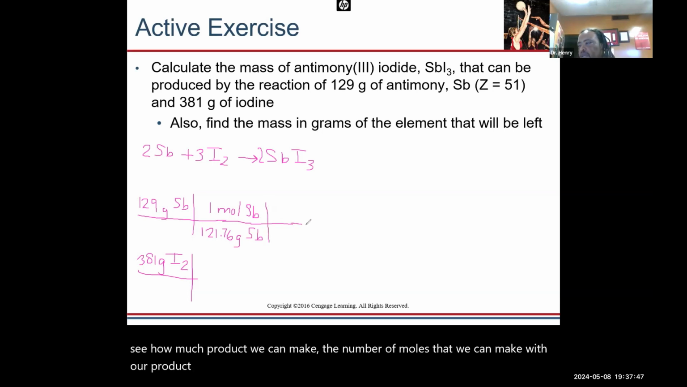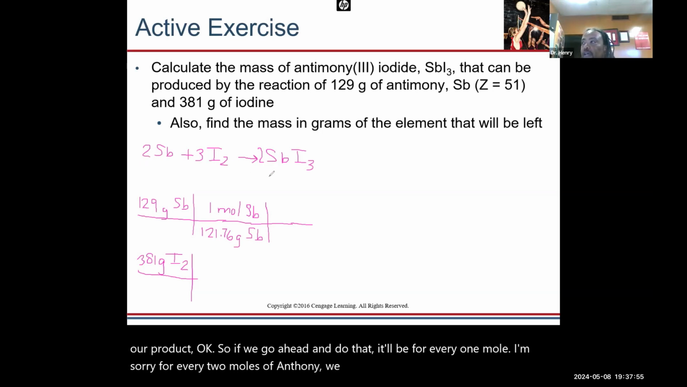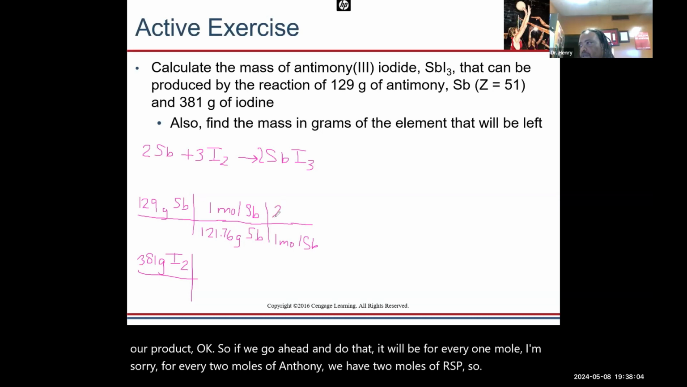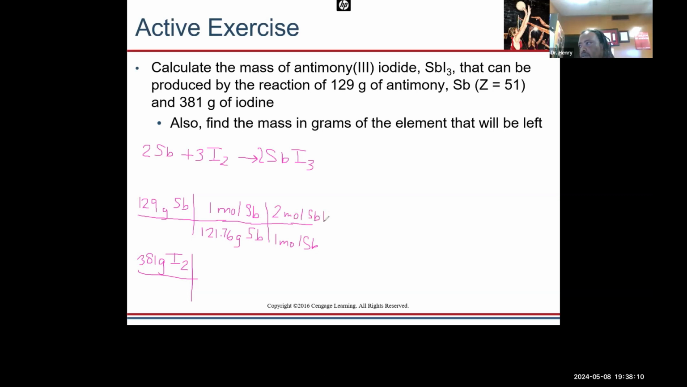Okay. So if we go ahead and do that, for every 2 moles of antimony, we have 2 moles of our SbI3. So here, our units are going to just cancel each other out.